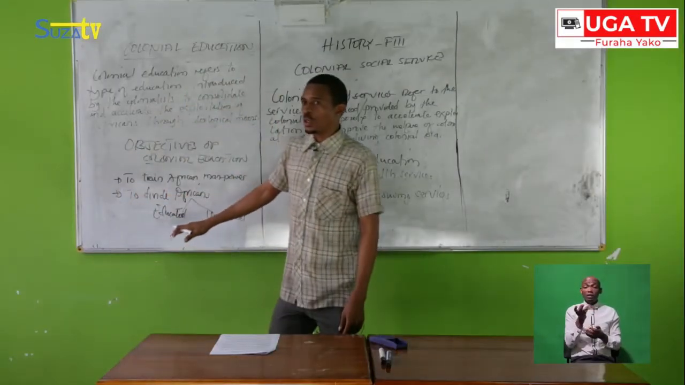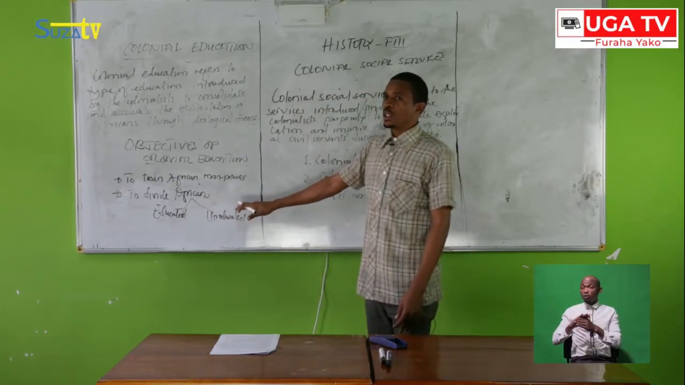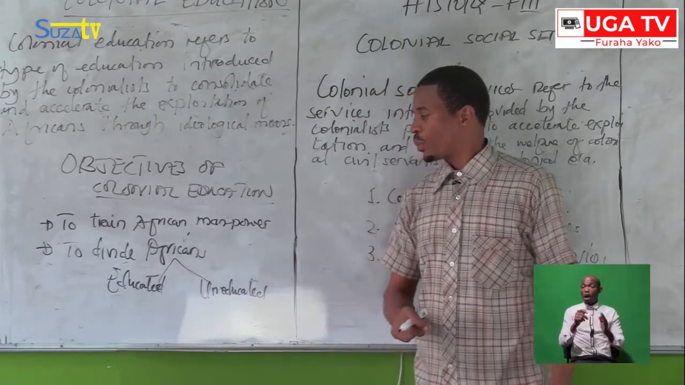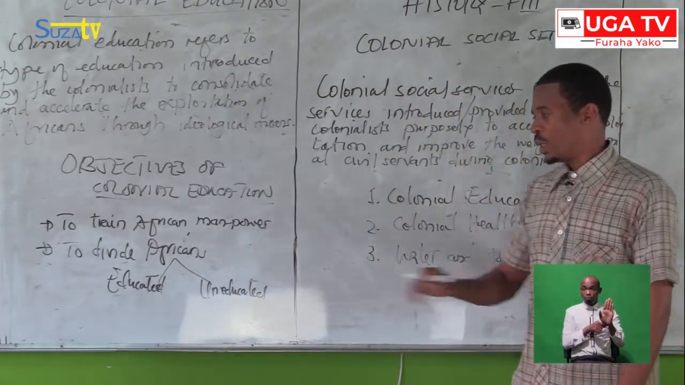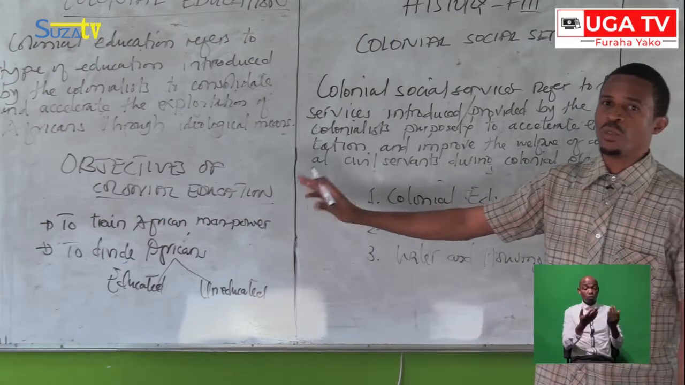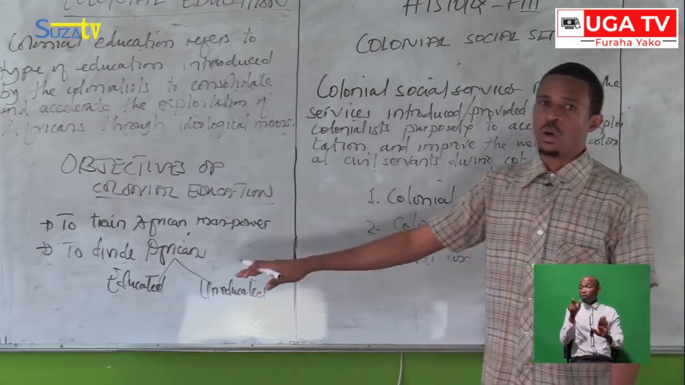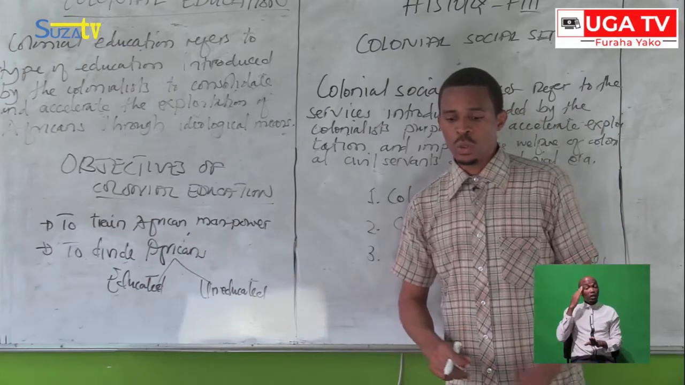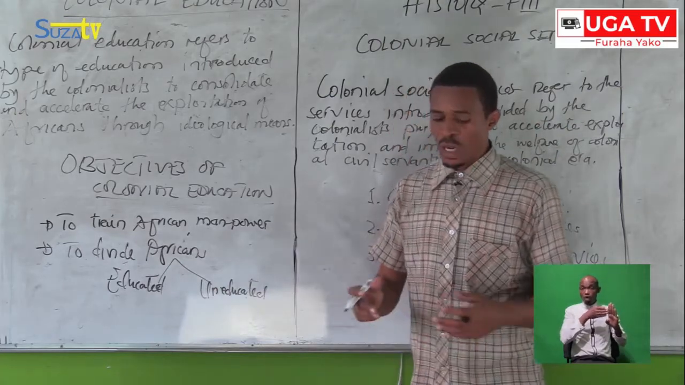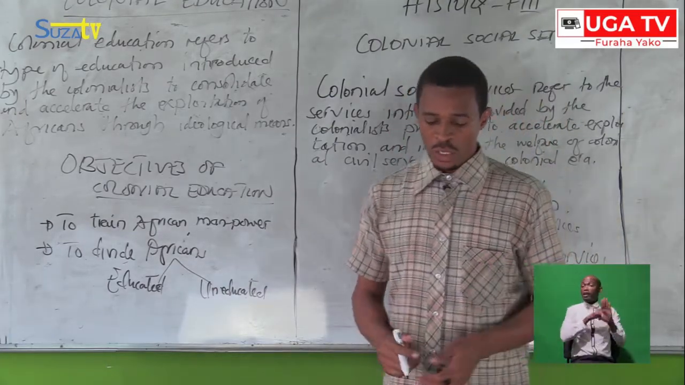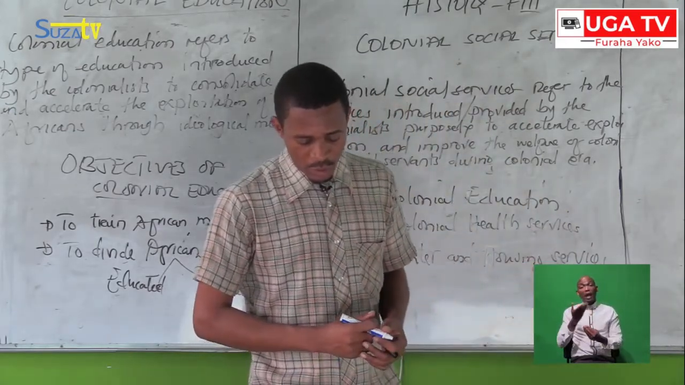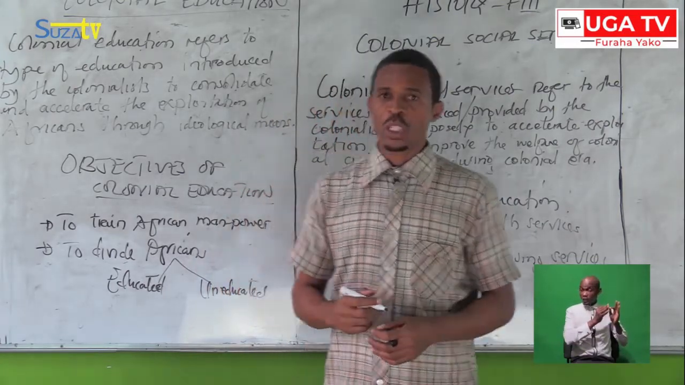These two classes were used by the whites to rule the Africans. The Africans who got colonial education, as educated Africans, were used by the whites to control their fellow Africans who were illiterate or who did not acquire colonial education. So one of the objectives of colonial education was to divide the Africans. I hope we're together.